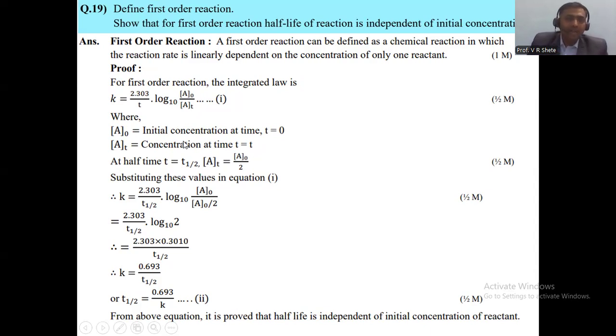If you substitute the value, the final concentration of reactant will be half of its initial concentration, that is A0 by 2. Substituting this value in the first equation, you will get K equals 2.303 upon t1/2 log of A0 upon A0 by 2. A0 gets cancelled, you will get log 2. Log 2 is 0.3010. The final answer is t1/2 equals 0.693 upon K. In this equation, there is no term of concentration. It means that the half-life period of a first order reaction is independent of concentration, because the concentration term does not appear in the equation.